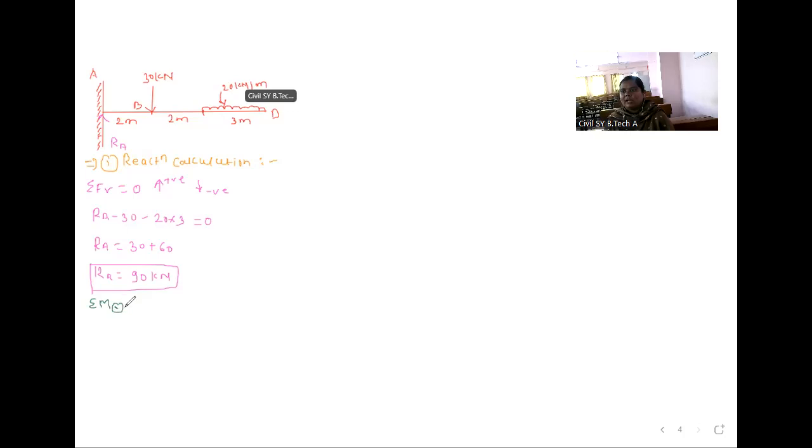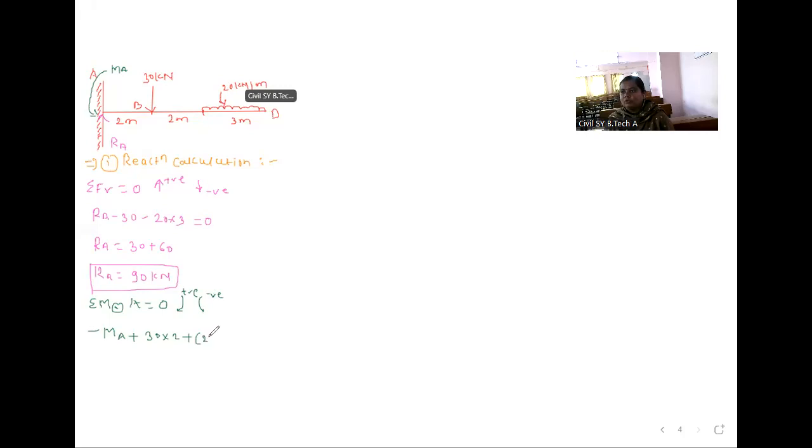After that, we will apply the second equation, summation of moment at A equal to zero. Here clockwise we will consider positive, anti-clockwise negative. So here MA moment will be there. This MA creates an anti-clockwise moment, so minus MA. After that, this 30 kilonewton force creates a clockwise moment about A point, so plus 30 into 2. After that, this uniformly distributed load again creates a clockwise moment, so plus 20.